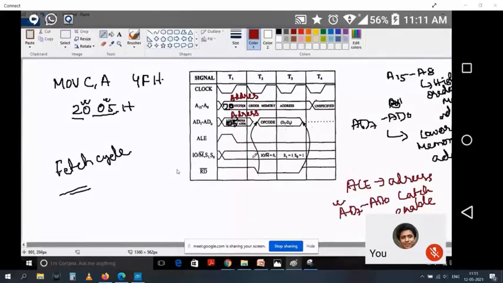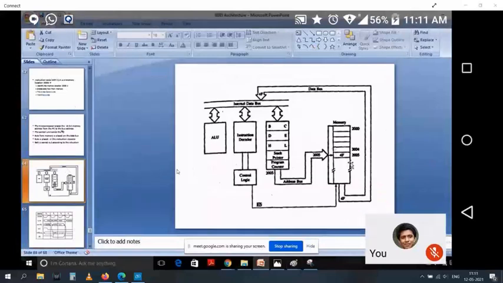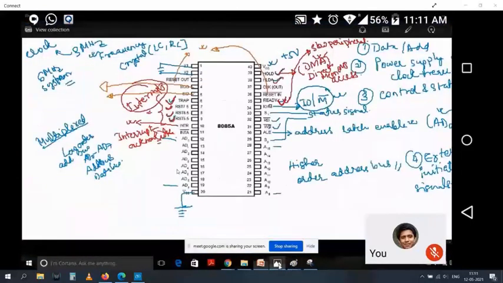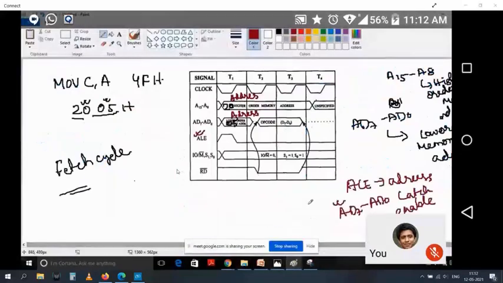That means this signal ALE is deciding whether it is an address bus or a data bus. Here I have put it on high. That means I am using it as an address bus. So my address is there. Then it has gone to that address 2025, like we saw in the previous slide. It has gone to this address 2005. And what does it want to do?